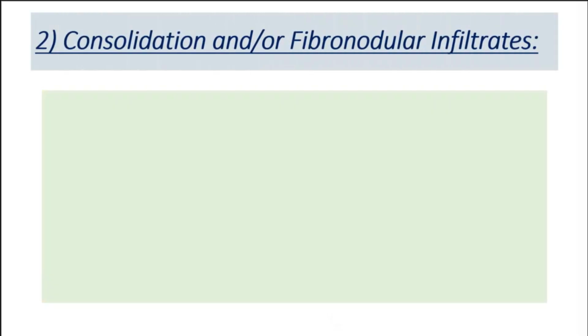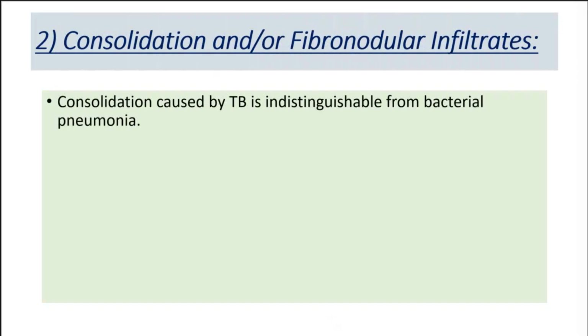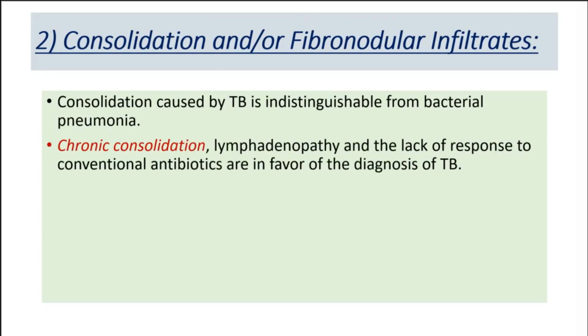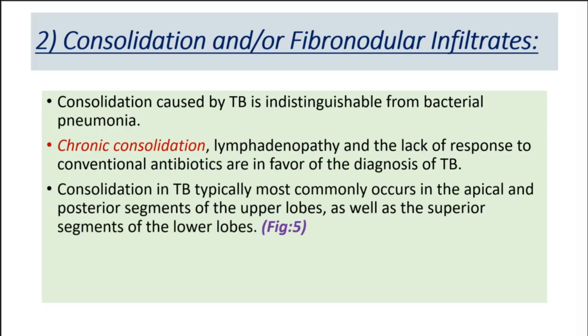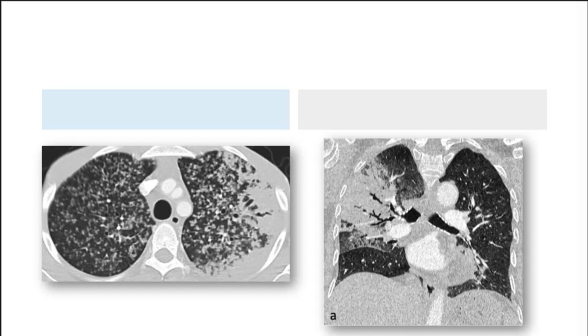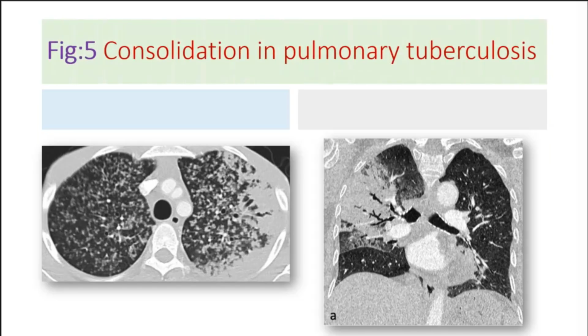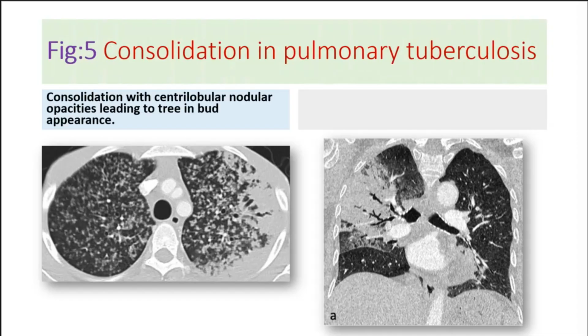2. Consolidation and/or fibronodular infiltrates. Consolidation caused by TB is indistinguishable from bacterial pneumonia. Chronic consolidation, lymphadenopathy, and the lack of response to conventional antibiotics are in favor of the diagnosis of TB. Consolidation in TB most commonly occurs in the apical and posterior segments of the upper lobes, as well as the superior segments of the lower lobes. Fig. 5. Consolidation in pulmonary tuberculosis.